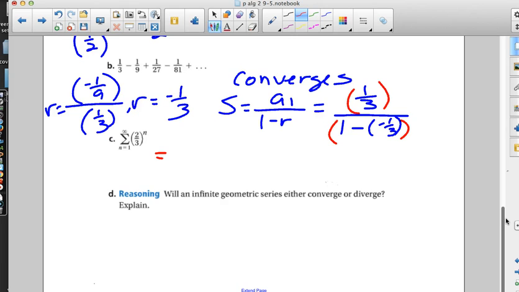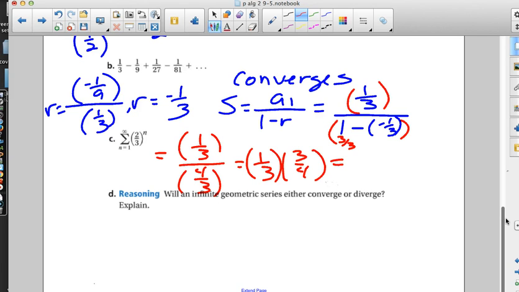But I look at 1 minus -1/3 and I'm thinking to myself, well, that's going to be 1 plus 1/3. And 1 is the same thing as 3/3. So 3/3 plus 1/3 is 4/3. So 1/3 divided by 4/3. And all I have to do is multiply by the reciprocal. See how the 3's are going to cancel? So if you did it on the calculator, you're getting 0.25.